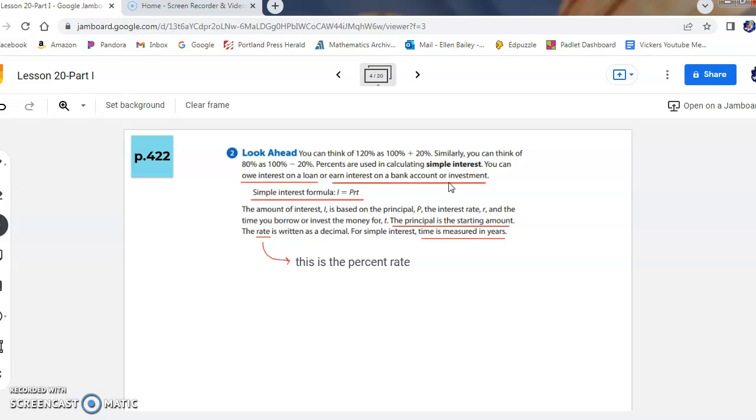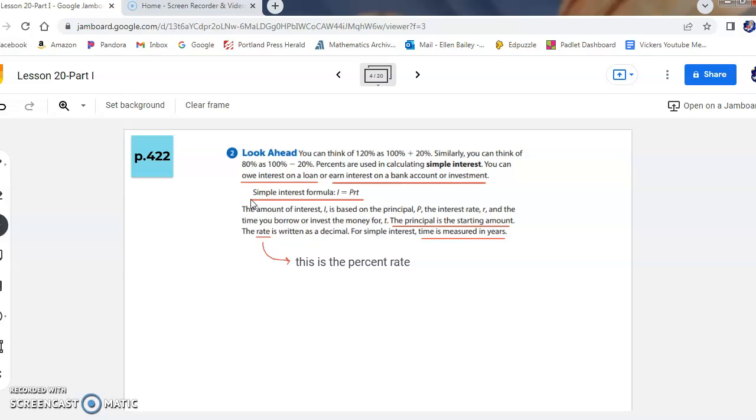But if you're putting money in a bank account or you're making some sort of investment, you're going to earn interest. All right, underline this as well, the simple interest formula. So the formula is I equals PRT. I'm hoping that you are already a little bit familiar with that.